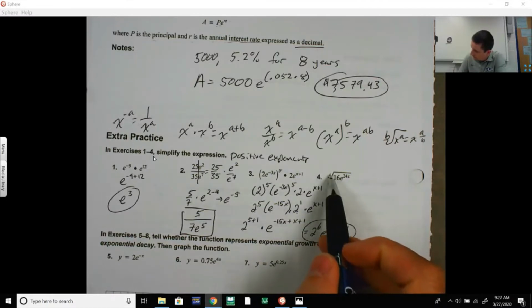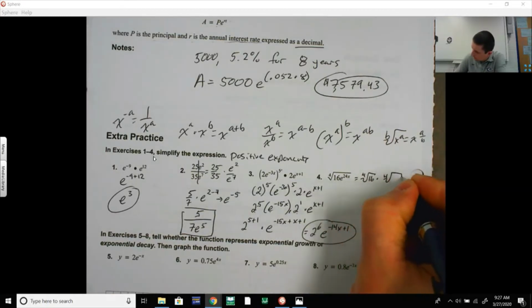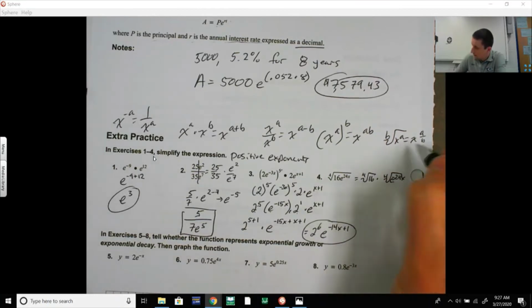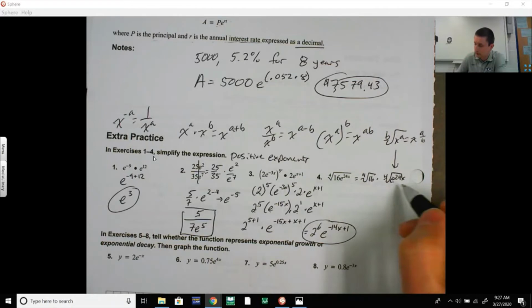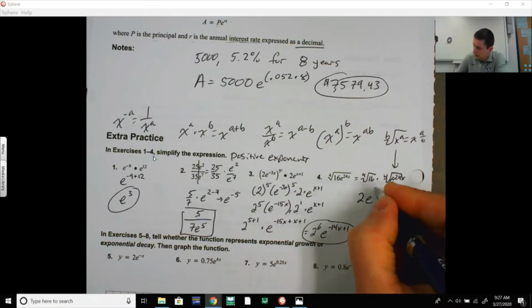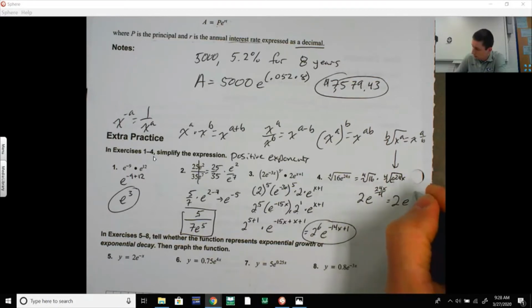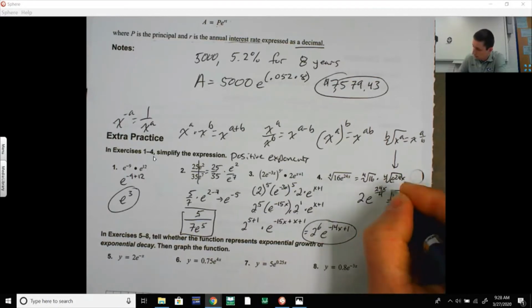Okay, last one, 4th root of 16 e to the 24x. That's going to be the 4th root of 16 times the 4th root of e to the 24x. Okay, this property is going to come into play right there. 4th root of 16 is 2, and this is e to the 24x divided by 4. Power over root. So we get 2e to the 6x for that final answer. 24 divided by 4.